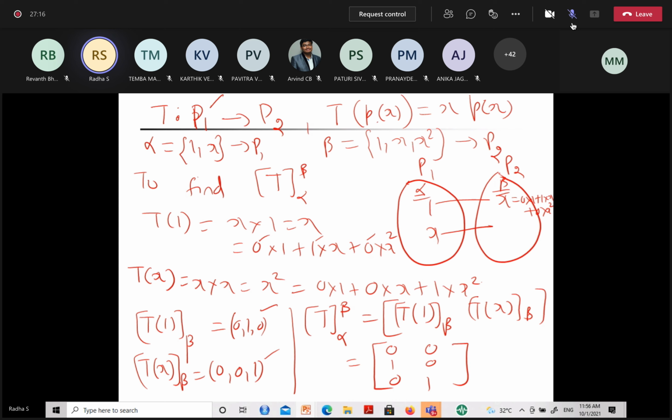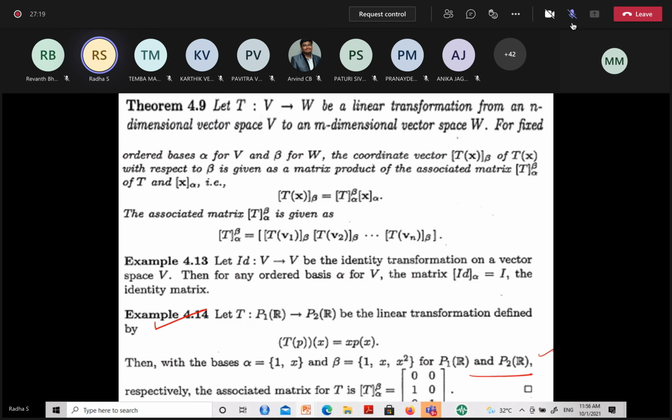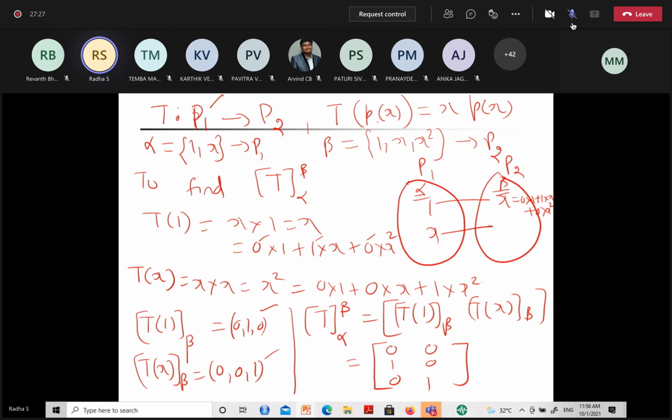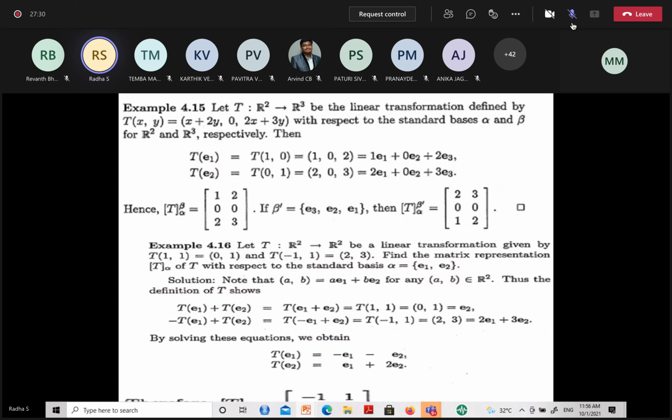So, shall we do more problems, so that you will be thorough with this concept? This theorem and all I'll come later. First we'll understand the question. Please take down the 4.15. Anyone else required the marks?